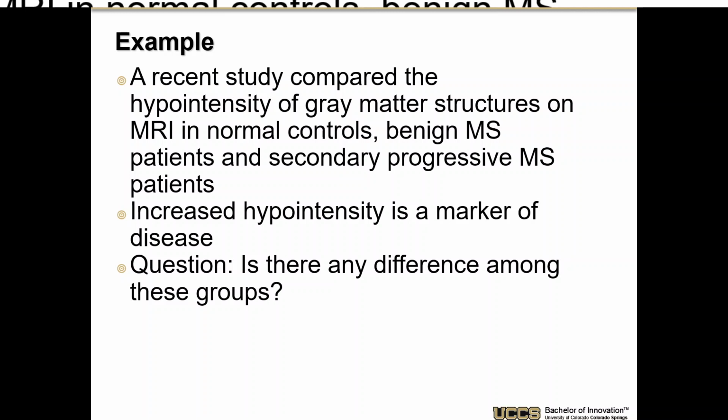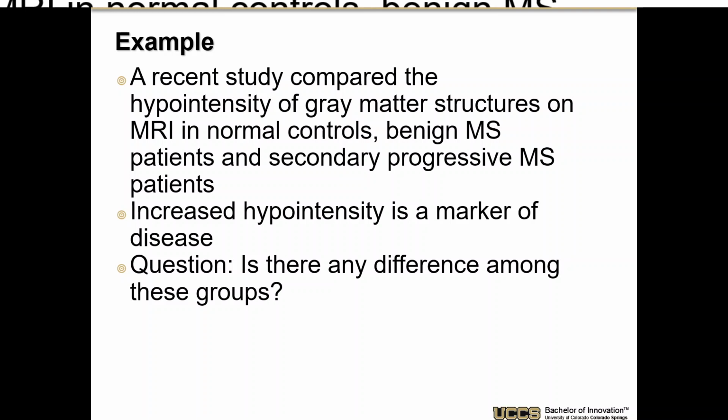Say a recent study compares the hypointensity of gray matter structures on MRIs in normal control subjects, benign MS patients, and secondary progressive MS patients. We have this hypothesis that the increased hypointensity is a marker of the disease. So can I build an algorithm that looks for this and then predicts whether or not the person is more likely to have it? And then we can ask, among these 3 groups, normal controls, benign MS patients, and progressive MS patients, is there any difference among these groups? So I have an algorithm that's trying to predict them. I can ask, is there a difference?